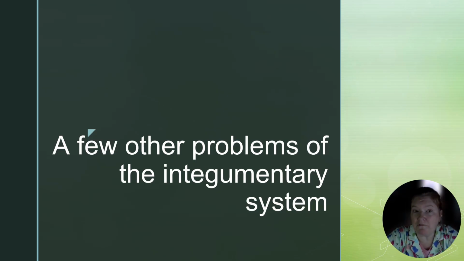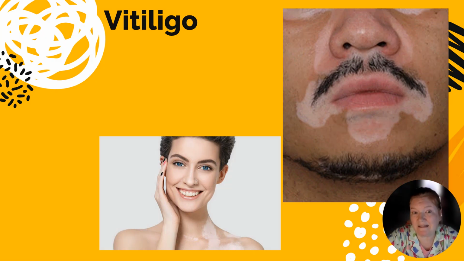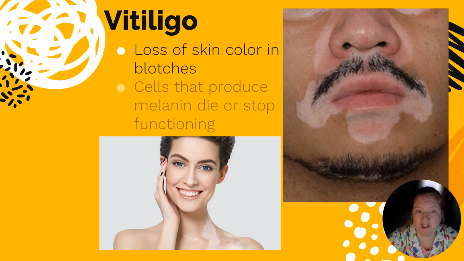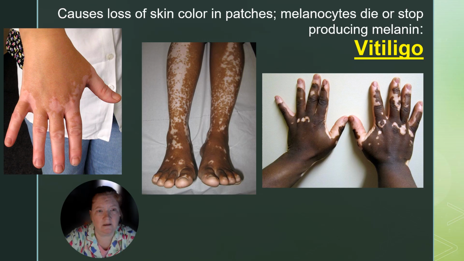So let's go through a few other problems of the integumentary system. One is vitiligo. Vitiligo is the loss of skin color in blotches. Why does this occur? Cells that produce melanin die or just stop functioning. So the melanocytes die or stop functioning, less melanin is produced, results in vitiligo.